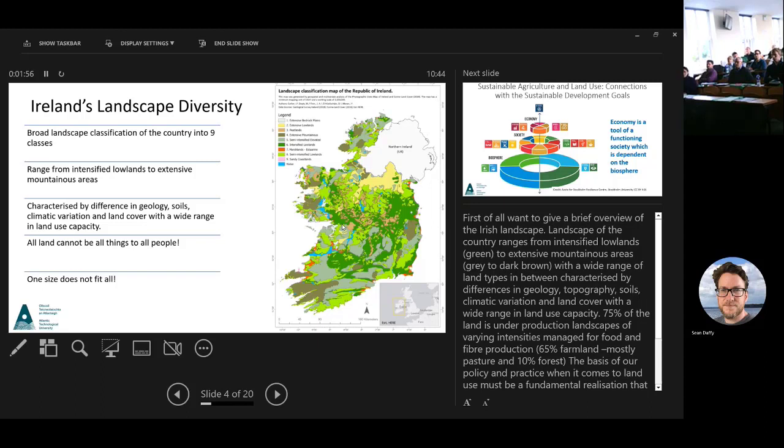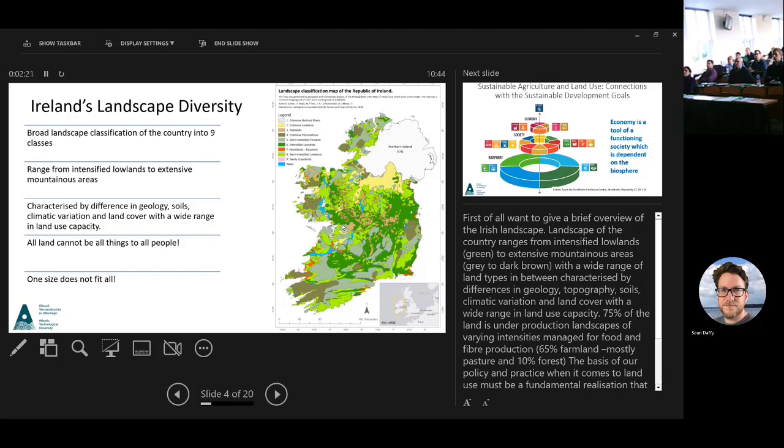This is some work we've done classifying the landscape types of the country over the last number of years. You see we have a range of landscapes, from the intensified lowland areas that have a wide range of land uses in the green colours, all the way through to the extensive mountainous areas and peatlands in the browns and the greys here.